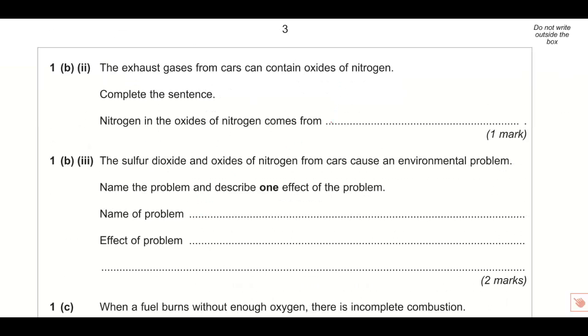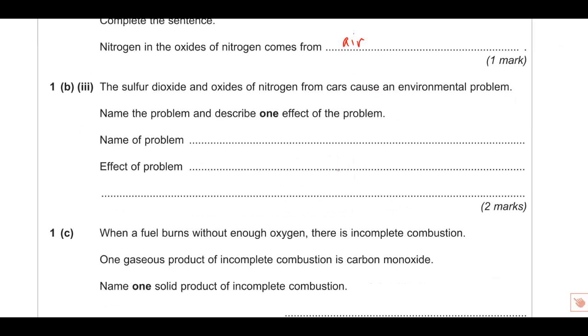Sticking on a similar question here with fuels: oxides of nitrogen come from where? So where do we get the nitrogen from? Well, the nitrogen is going to come from air. We're talking nitrogen again, which makes up the majority of the air, 77-78%.